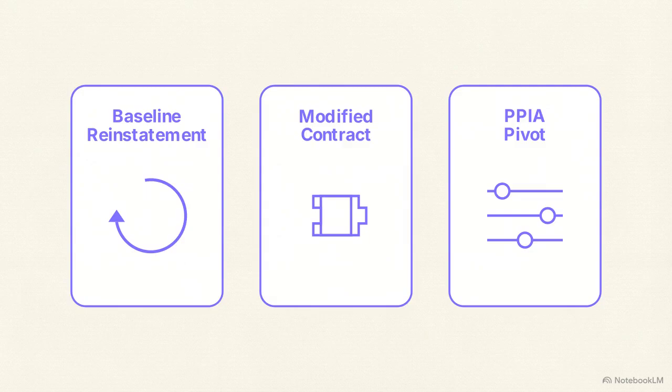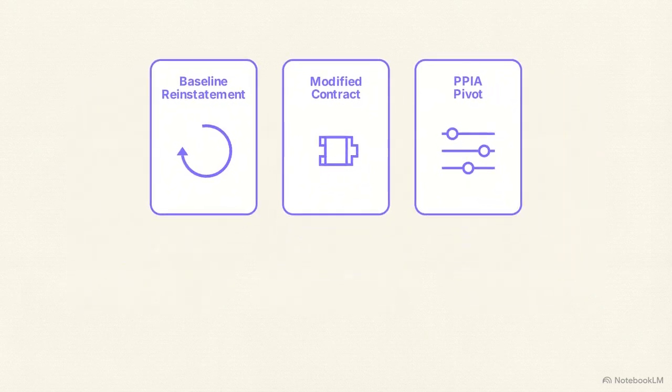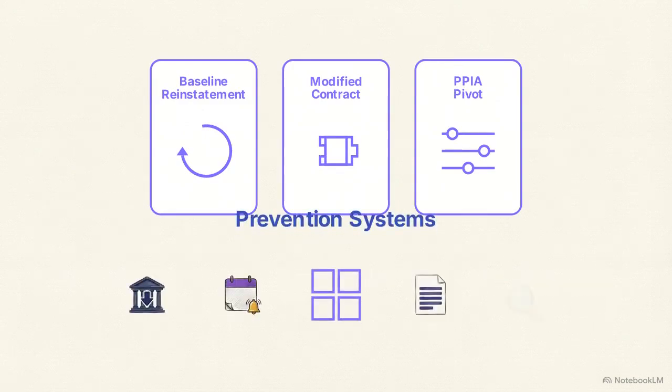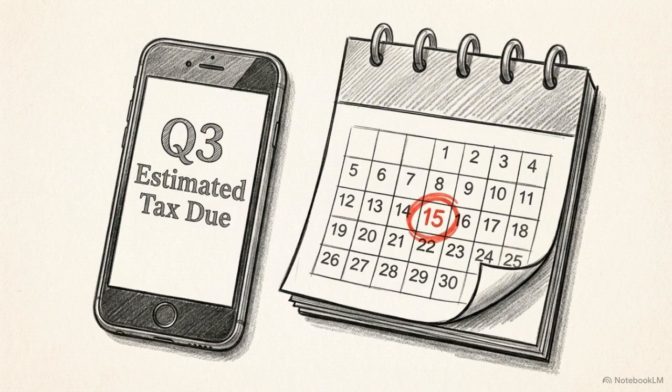Resolving the immediate default is only the first step. Because a second default was fatal to the agreement, a practitioner must implement prevention systems. The strongest tool is converting to a direct debit installment agreement to eliminate missed payments. Secondary tools include enforcing quarterly estimated tax grids and setting calendar alerts for all filing deadlines.